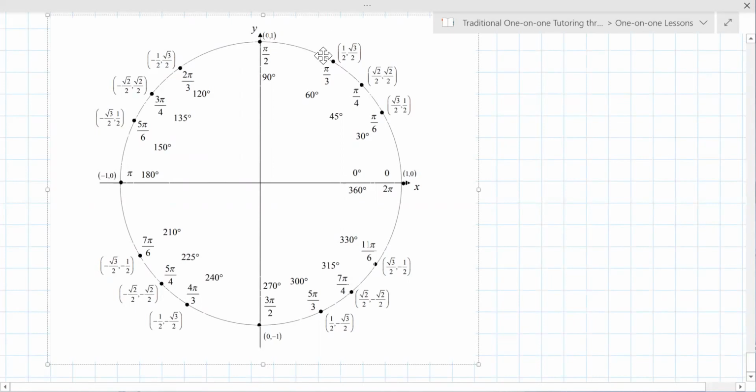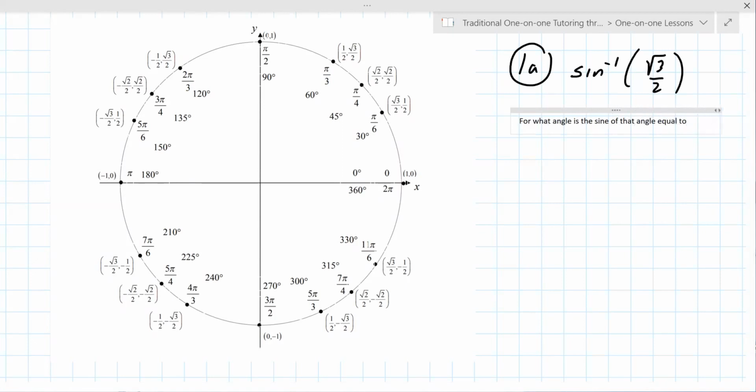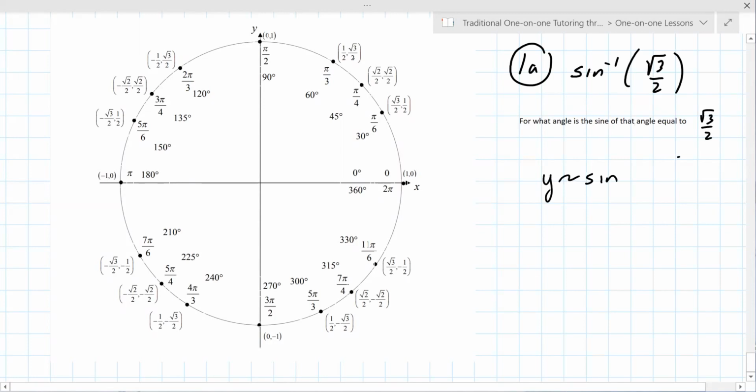Okay, so let's look at 1A, which is the sine inverse or arc sine of square root 3 over 2. What this is really asking is: for what angle is the sine of that angle equal to, in this case, square root 3 over 2? Now the y value is sine. Would the answer be pi over 6? So there's actually two answers. There's pi over 6, comma. No, I'm sorry. No. Pi over 3.